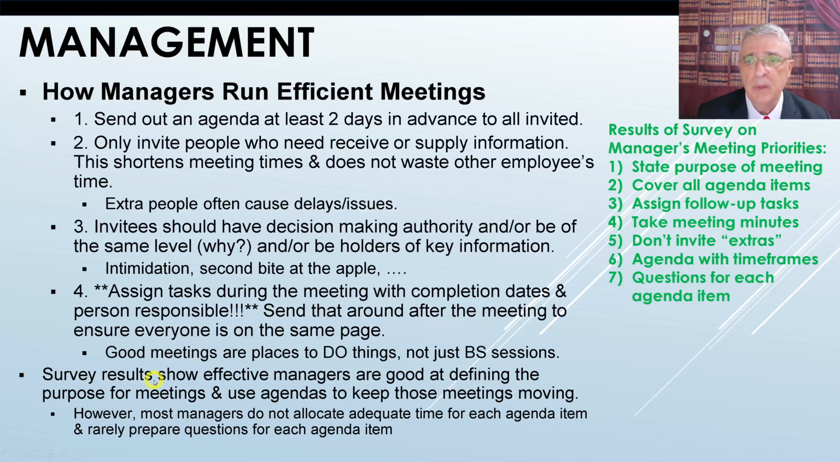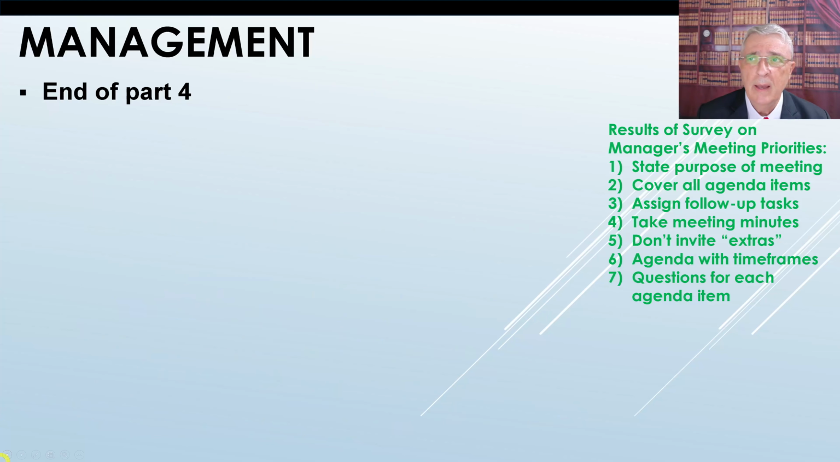Survey results show that effective managers are good at defining the purpose of the meeting, so you got to tell people what the meeting is about, and they use agendas to keep the meetings on track. One of the problems with agendas, however, is that most managers do not give enough time to cover each of the agenda points. They'll say, okay, 5 minutes to cover last week's problem in manufacturing. Well, 5 minutes isn't enough. So that's the trick. You got to put in realistic times.